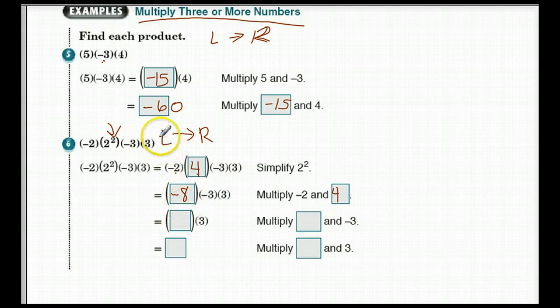Now down here, we still move from left to right. So we do negative 8 times negative 3, which is going to give us a positive 24. Why is it positive? Because their signs were the same. So we multiply negative 8 and negative 3 to give us that positive 24. Now we multiply 24 times positive 3, and we get 72 for our final answer.